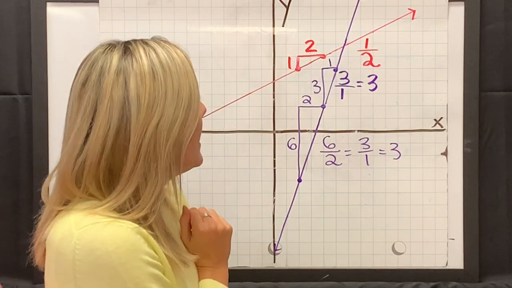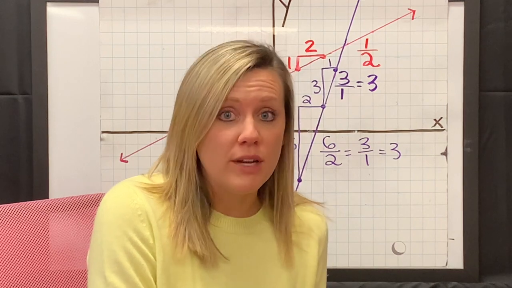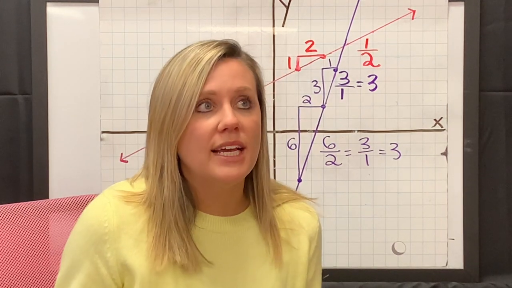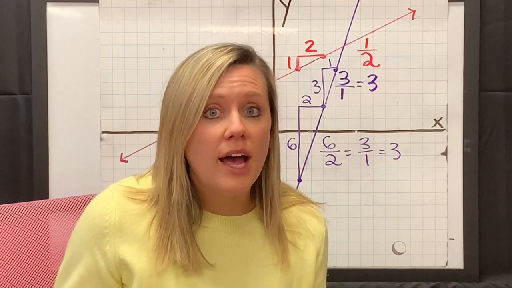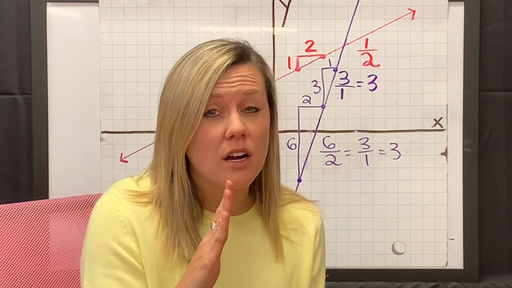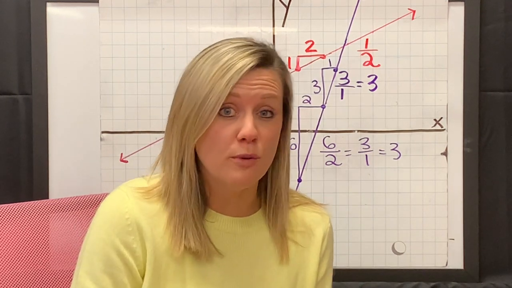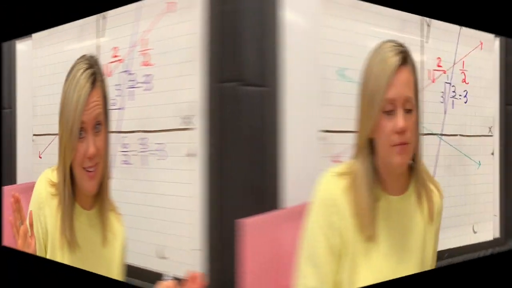This purple line is very steep, and this one had a slope of 3. So the number 3 is a lot bigger than the number 1/2. So the line that has a slope of 3 is going to be a lot steeper than the line that has a slope of 1/2. Make sense? Let's do another one.